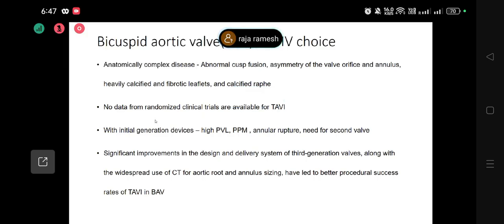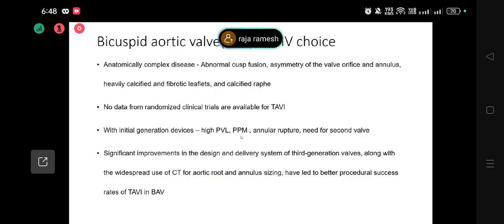The problem is there are no randomized trial data for bicuspid valves in TAVI, because all the initial trials like the PARTNER trials and CoreValve or Evolut Risk trials excluded bicuspid valves. With the initial generation devices, like the initial generation of Evolut and Sapien valves, there was a high incidence of paravalvular leak because the orifice is asymmetric. There will be a lot of calcium and improper valve expansion, so there is a lot of paravalvular leak in bicuspid valves.